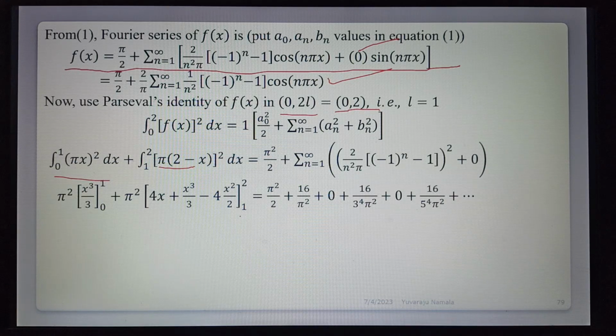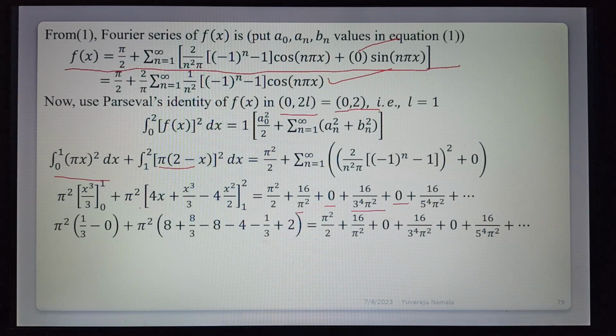So that is equal to, here on the right side, pi squared by 2. Expand the series: n is equal to 1 gives 2 into 2 squared, that is 16 by pi squared. n is equal to 2 gives 0. n is equal to 3 gives 16 by 3 power 4 pi squared. n is equal to 4 gives 0. n is equal to 5 gives 16 by 5 power 4 pi squared. So the simplification is pi squared into 1 by 3 minus 0 plus pi squared into 8 plus 8 by 3 minus 8 minus 4 minus 1 by 3 plus 2. This is the simplification on the left side; the right side is pi squared by 2. So that is equal to 16 by pi squared plus up to so on.